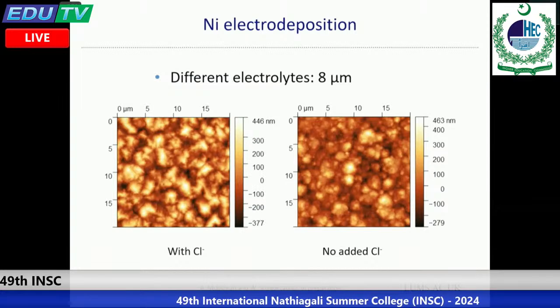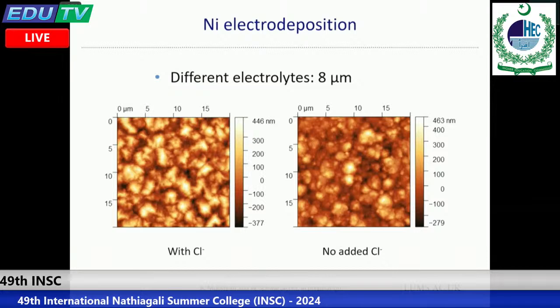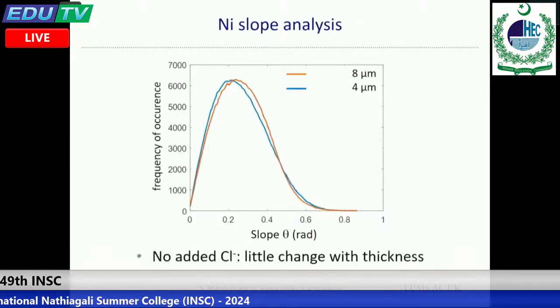So here we have the different electrolytes with chloride and no chloride. And you can see, I think, that the pattern looks different. This has some sort of finger-like structure. This has a much more rounded structure. The challenge with data like this is that you can look at it and say this is quite clearly different, but the challenge is to find some way of describing those images quantitatively that is straightforward and brings out the differences. And actually the slope analysis is one way of doing it.